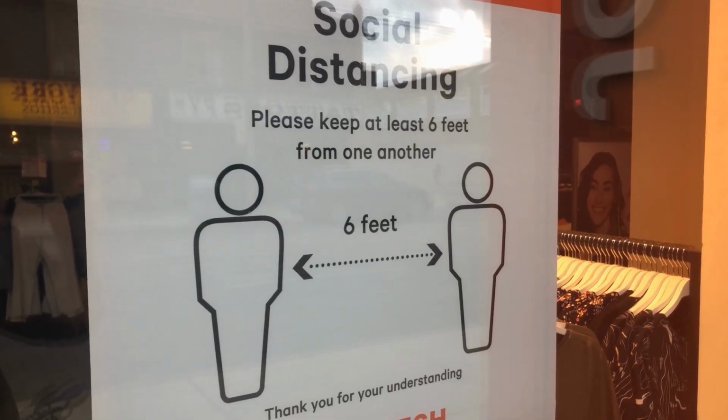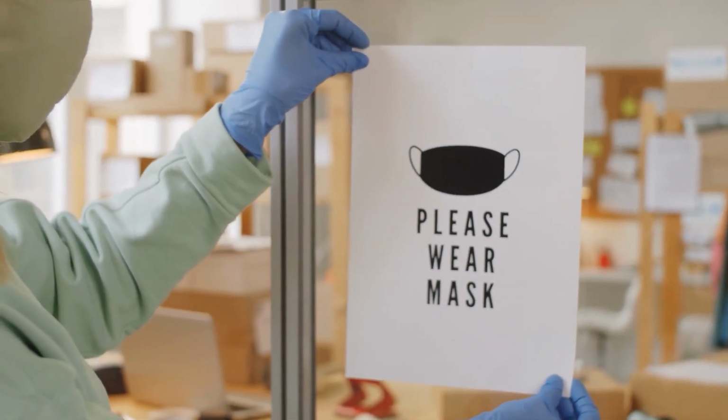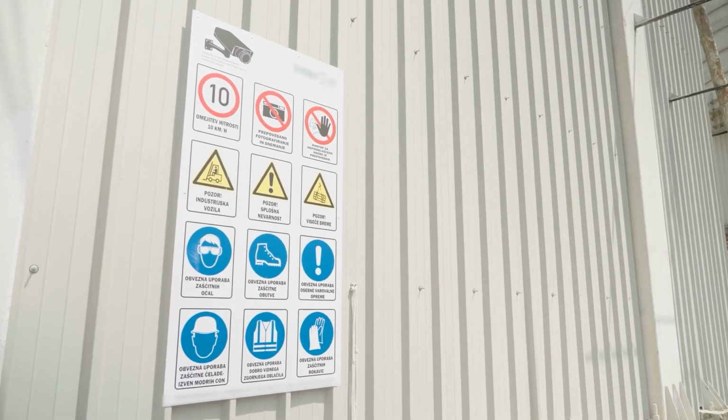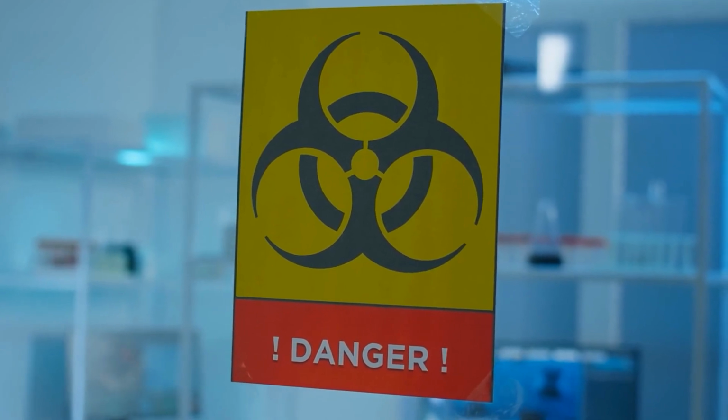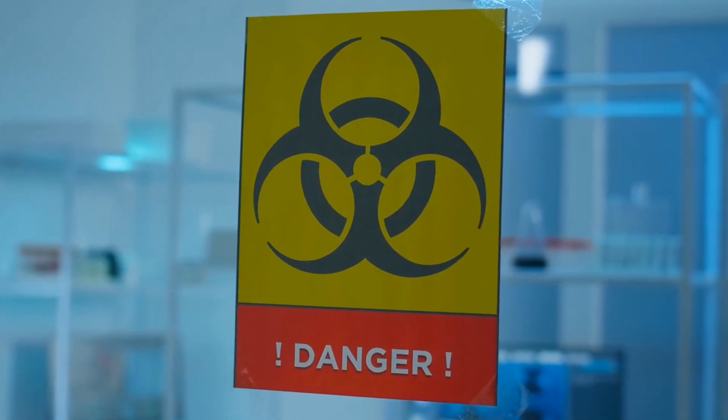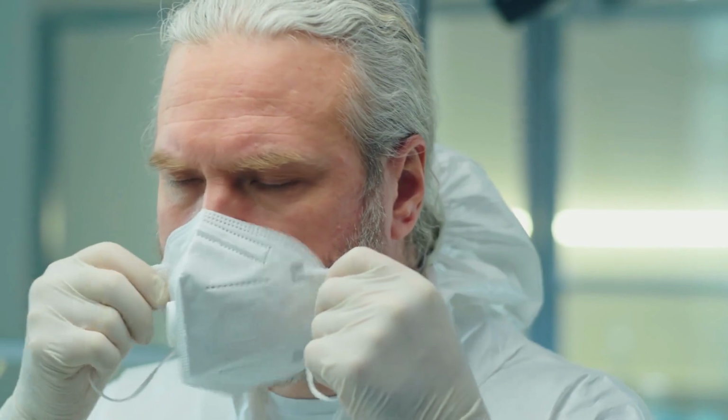Instructional signs. These provide information on what to do in case of exposure, where to find PPE, and how to report any issues. A good example is placing a biohazard sign on the door of a room where TB patients are being treated. This lets everyone know that special precautions are needed in that area.